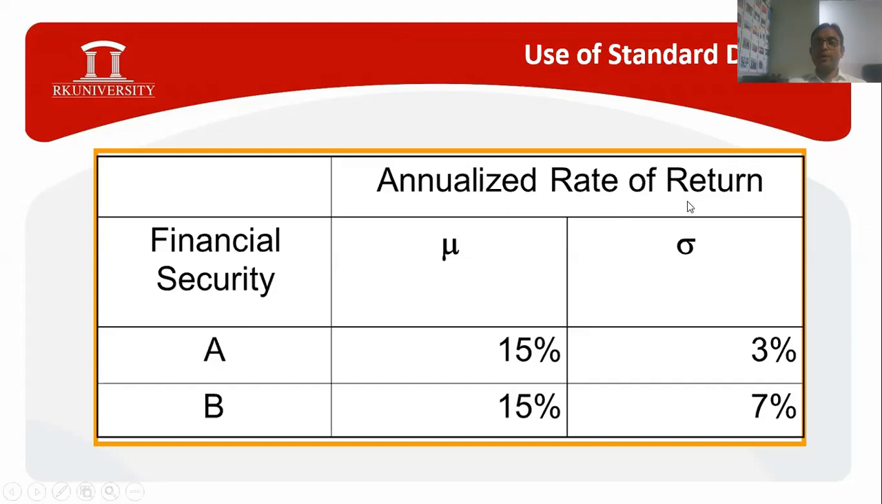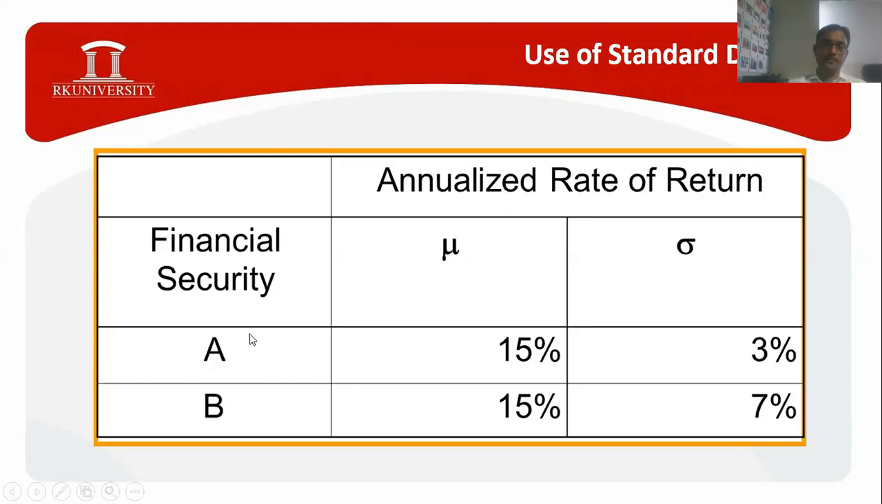So I have also calculated the measures of variability, that means standard deviation, and I found out that for financial security A, the standard deviation is 3%, whereas for financial security B, the standard deviation is 7%. That means that security A is less volatile in nature, more consistent, and able to give me the same return which security B is giving, whereas security B is more fluctuating or more volatile in nature. So from this, I can enhance my decision making, and I will decide that I should go with security A.